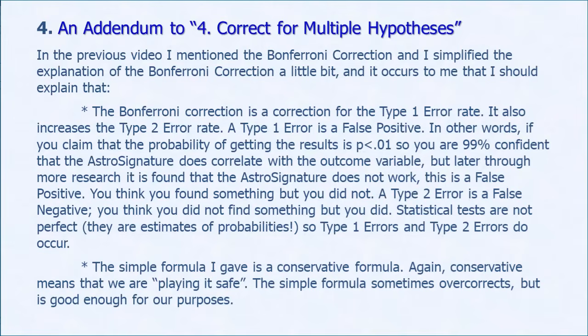The terminology is the type 1 error and type 2 error. It's very simple. A type 1 error is a false positive. A type 2 error is a false negative. So a simple example of where type 1 errors and type 2 errors get involved is in medical diagnosis.